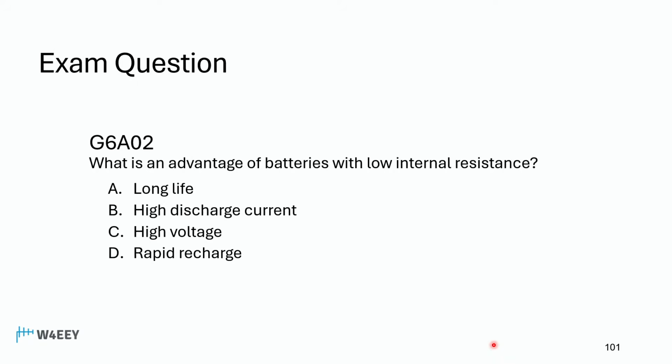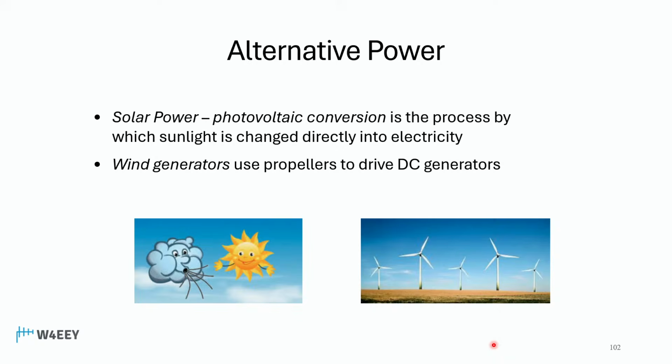What is an advantage of batteries with low internal resistance? It's Bravo, I think. Yeah, Bravo, high discharge current, low internal resistance. It can dump a lot of power in a hurry.